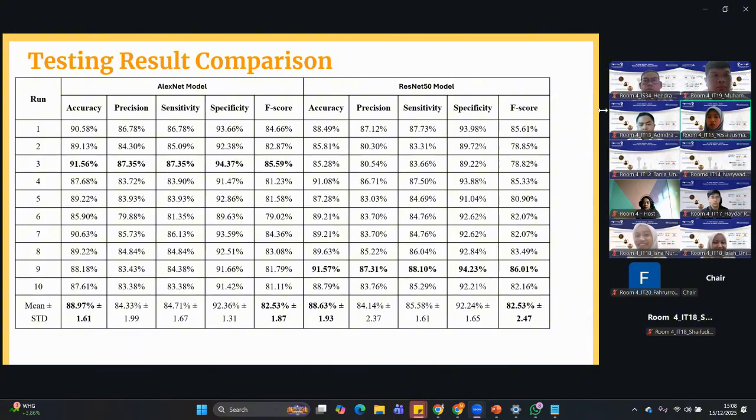The average accuracy is 88.63% with a high sensitivity of 85.58%, outperforming AlexNet's sensitivity. Besides that, this model also achieved a high specificity as well as the F-score.